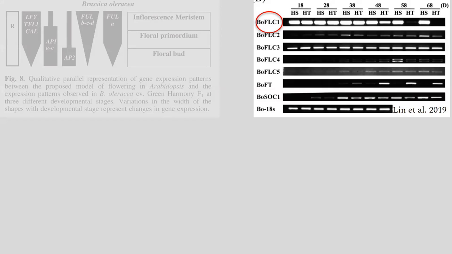Here, the authors are comparing expression of this flowering locus C gene, which is sensitive to vernalization, under warm and cold conditions, and comparing heat susceptible and heat tolerant varieties. And they find evidence of differential expression of this FLC gene.